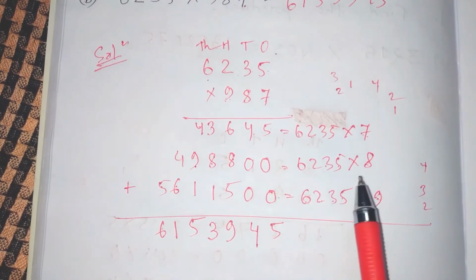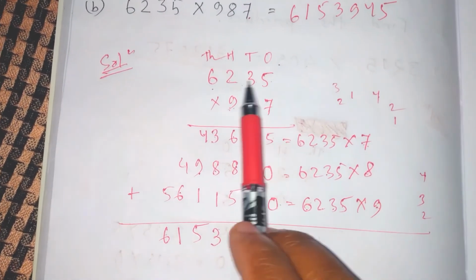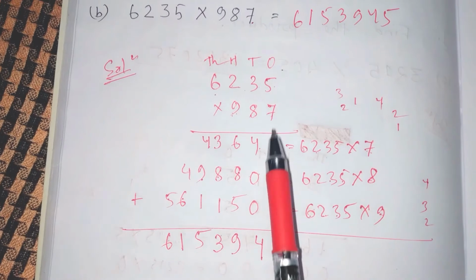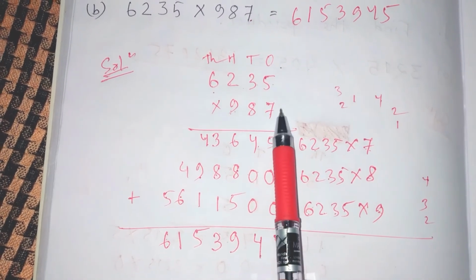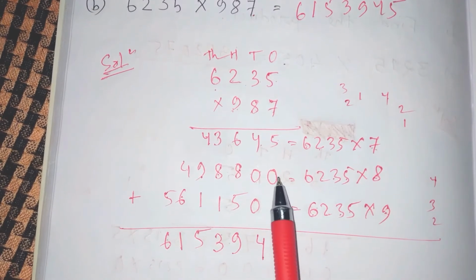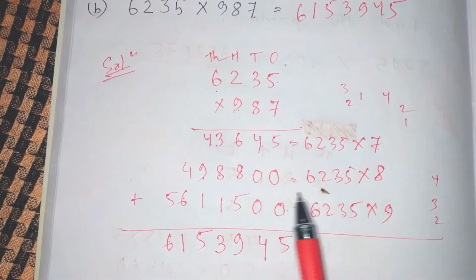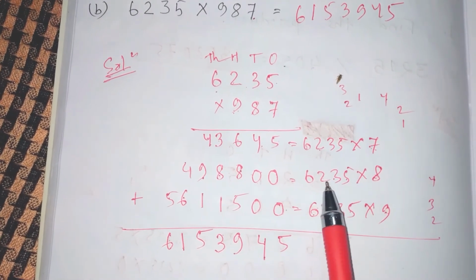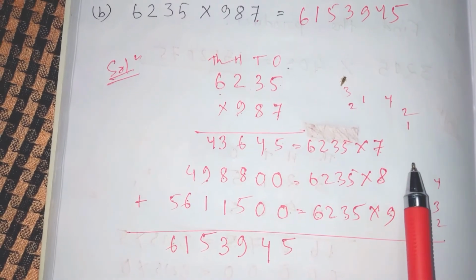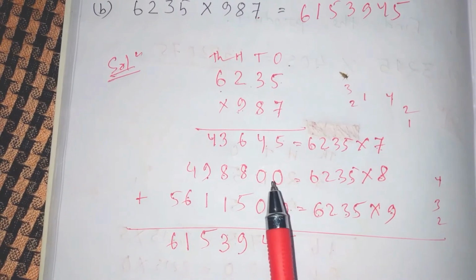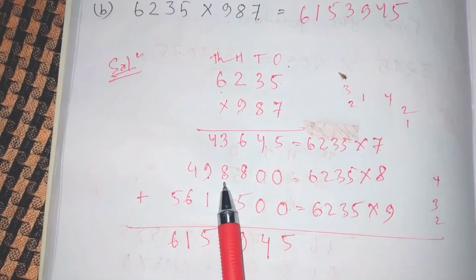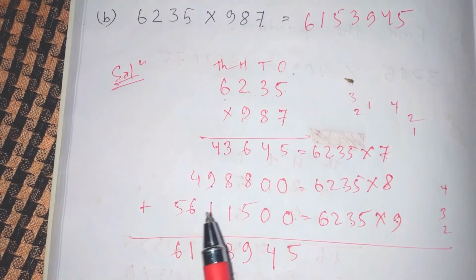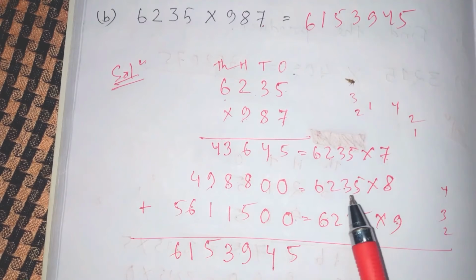Next is 8 into these numbers. Okay, that means 8 into 6235. Because the first one has already gone, that means the ones position has already gone, so I have to add 0 there. Now 8 into 5 is 40, so 0 I have written, 4 will be in hand. 8 into 3 is 24, plus 4 is 28. 8 I have written, 2 will be in hand. 8 into 2 is 16, plus 2 is 18. 8 I have written, 1 will be in hand. Okay, then 8 into 6 is 48, plus 1 is 49. Now the two lines are gone.